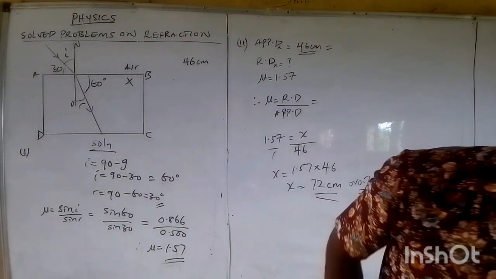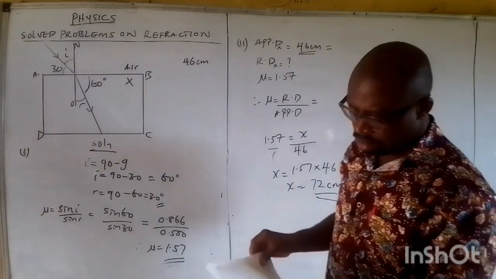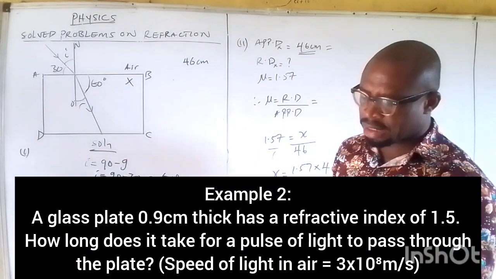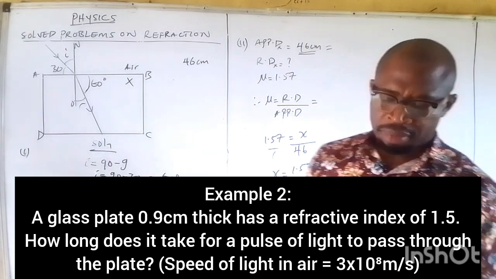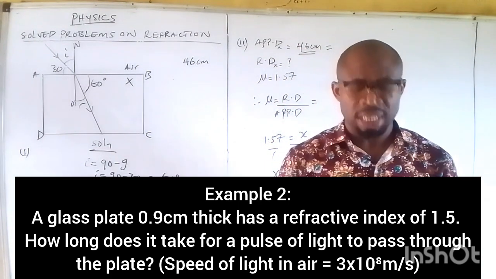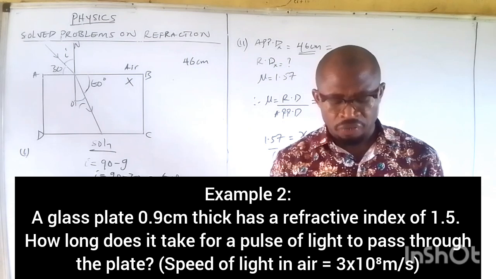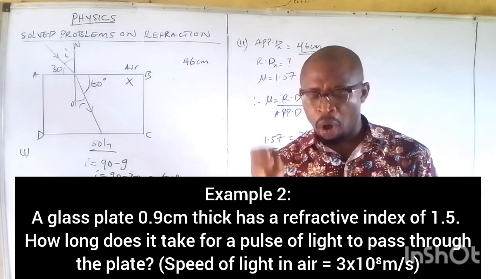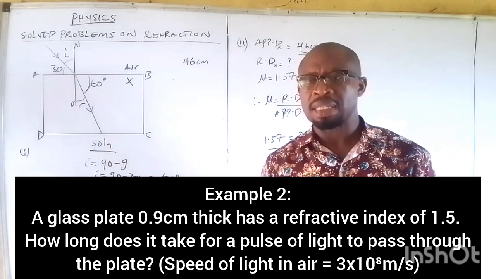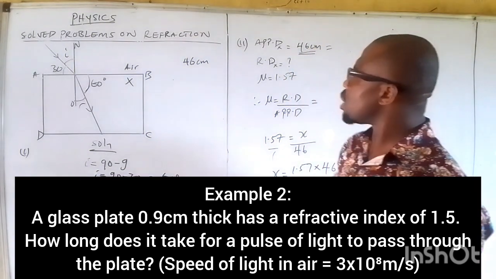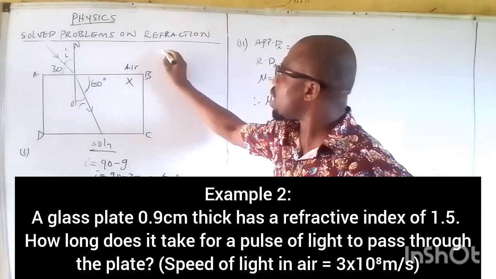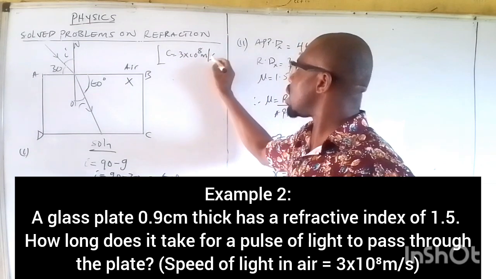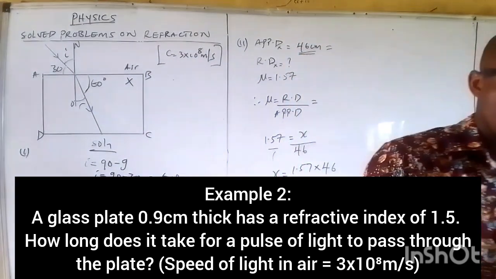The second question says, a glass plate 0.9 cm thick has a refractive index of 1.50. How long does it take for a pulse of light to pass through the plate? Given that the speed of light, c, is 3 times 10 raised to the power 8 meters per second. So we solve this problem.